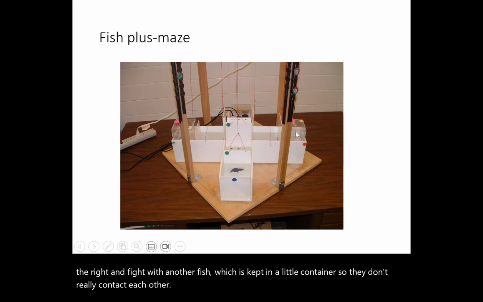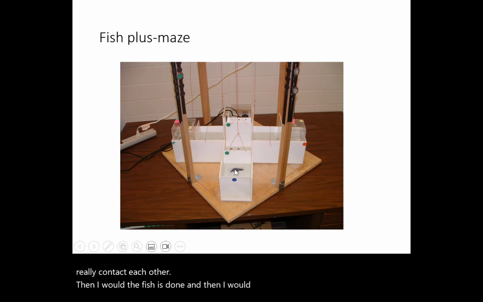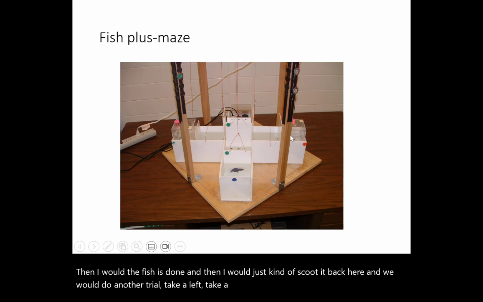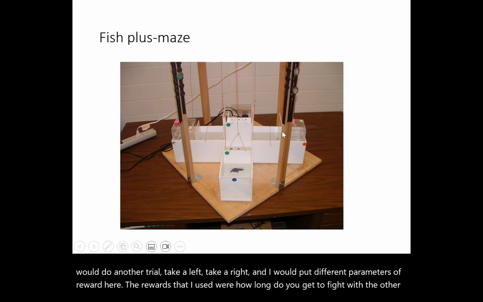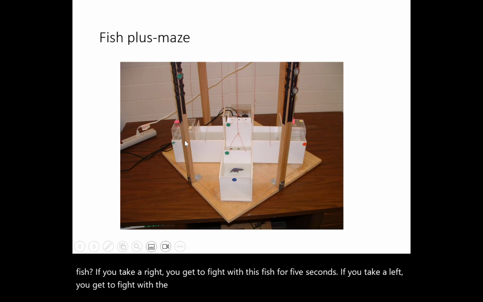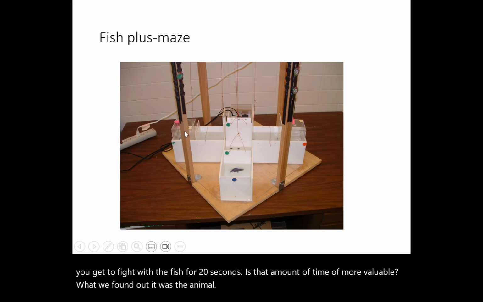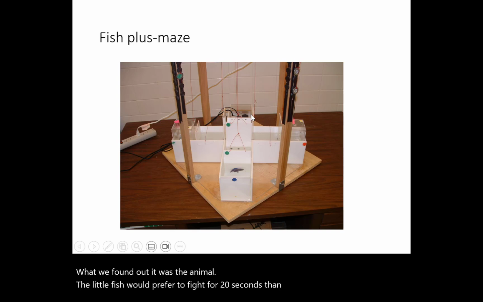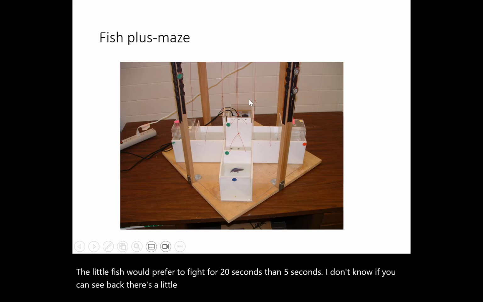Then the fish is done, and then I would just scoot it back here, and we would do another trial. Take a left, take a right, and I would put different parameters of reward here. The rewards that I used were, how long do you get to fight with the other fish? If you take a right, you get to fight with this fish for 5 seconds. If you take a left, you get to fight with the fish for 20 seconds. Is that amount of time more valuable? Well, we found out it was. The little fish would prefer to fight for 20 seconds than 5 seconds. I don't know if you can see back there, there's a little heater so I could keep everything the same temperature. And we just pulled these up and put them down.